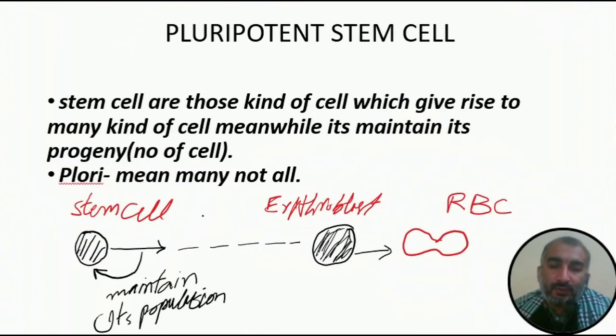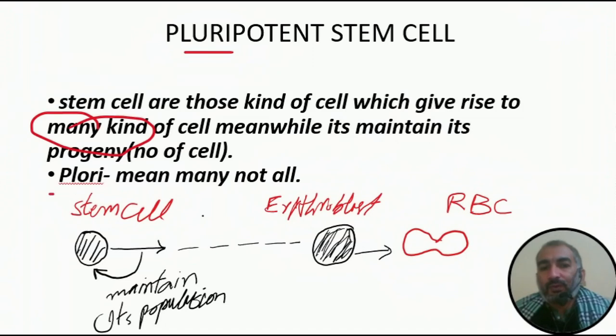Next, what are pluripotent stem cells? Pluri means not all but many. So pluripotent means stem cells which have the capacity to give rise to many kinds of cells. We have to remember this word: many kinds. Pluri means many, not all. So those cells which give rise to many kinds of cells are pluripotent stem cells.